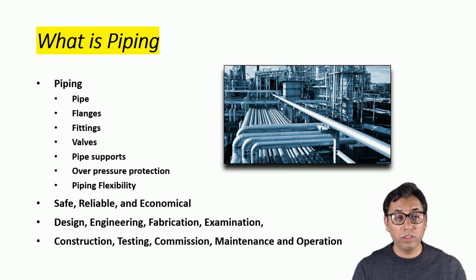Pipe sections, when joined with fittings, flanges, valves, and other mechanical equipment and properly supported, are called a piping system. A safe, reliable, and economical piping system needs good design engineering. It also needs fabrication, inspection, testing, commissioning, maintenance, and even operation.